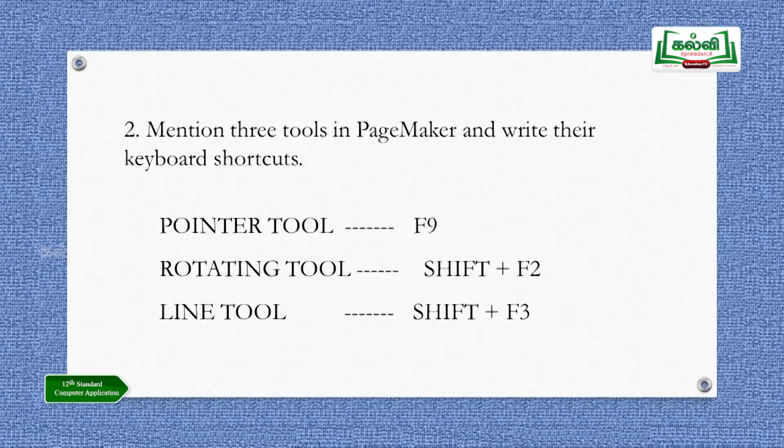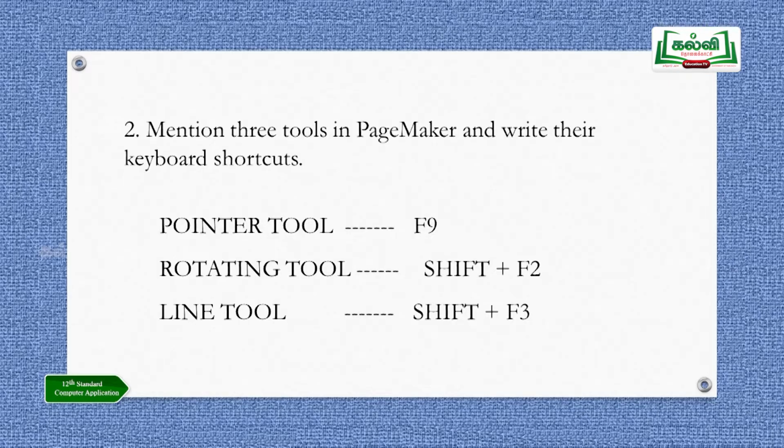These tools will also have a keyboard shortcut which you can use from the keyboard: pointer tool, rotating tool, line tool. You can choose any 3 as you wish. Just for my purpose I am selecting these 3: pointer tool, rotating tool, line tool. For the pointer tool, the keyboard shortcut is F9. You have to use the function keys. If you see the keyboard, you will have function keys F1, F2, F3. You have to select the function key F9.